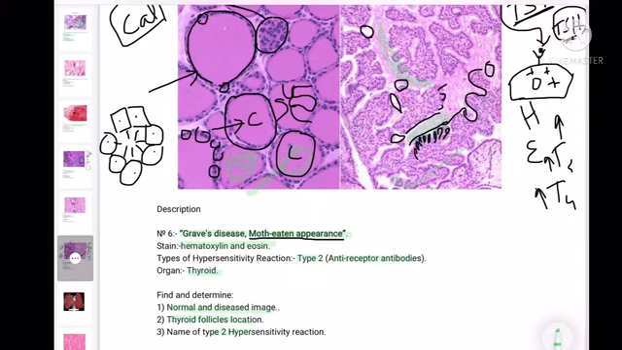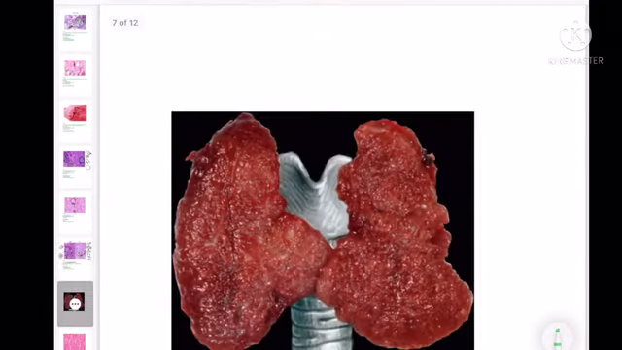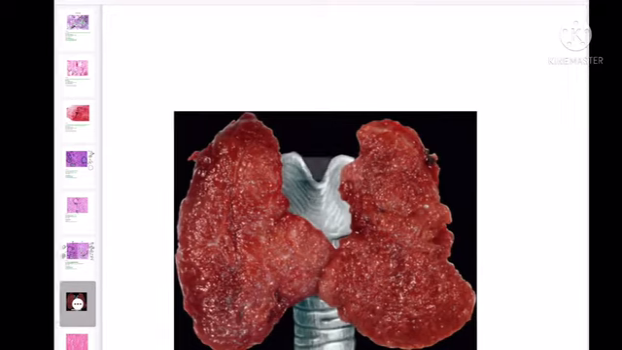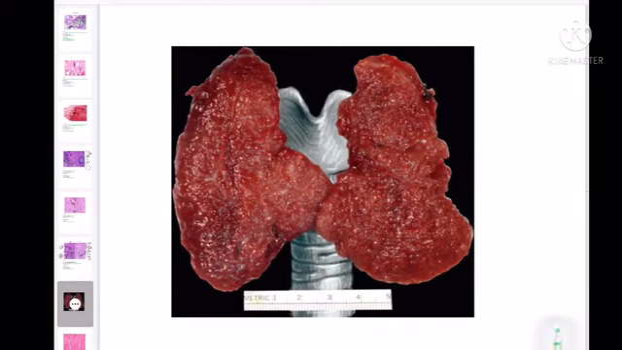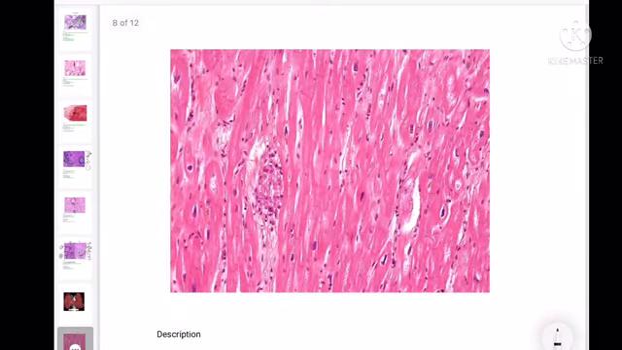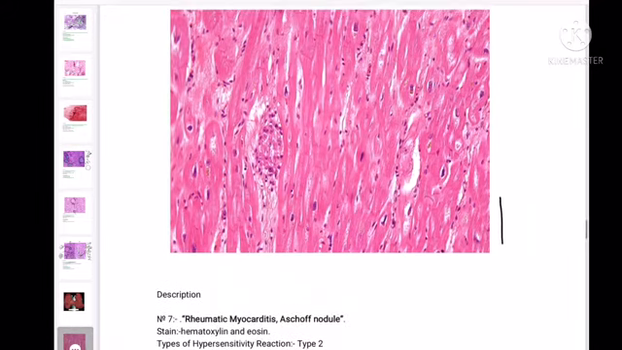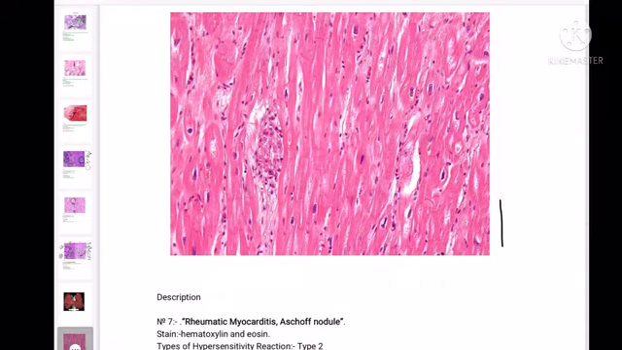And name the type 2, that is, we can say, antibody dependent cell cytotoxicity. So this one is the thyroid gland, and there is a diffuse enlargement of the thyroid gland. See, the thyroid gland becomes so enlarged diffusely. So this is the goiter. The next one is a clinical finding that you can find in case of rheumatic fever.